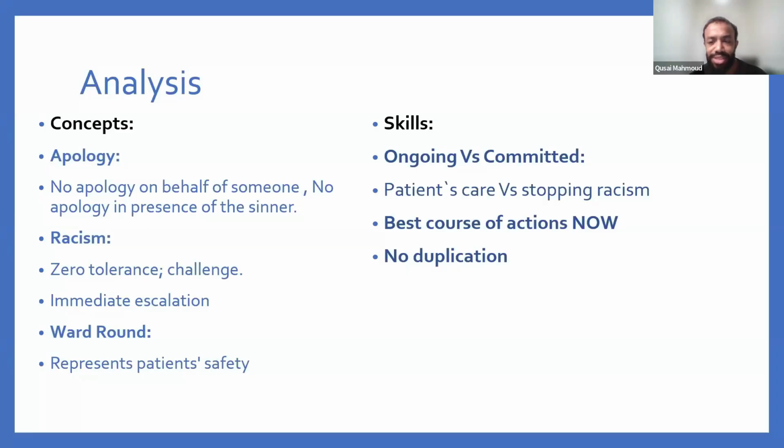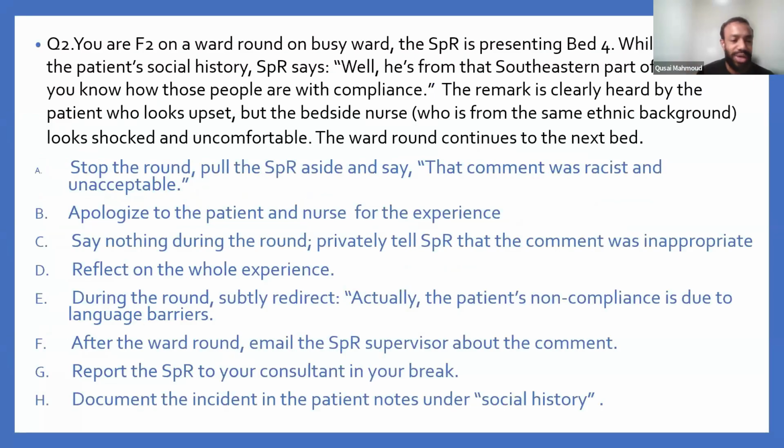So patient care is stopping racism, which is more important. If it is ongoing, it's not like when it's already committed. That's a big difference. So again, when they are giving me an option without specifying the time, that means it is now. Best course of action now. I cannot now do a reflection. That makes no sense. I'm in the middle of the ward round. And I cannot duplicate myself. I cannot do the same action twice, the same outcome twice by F and G. That's why the answer here is C, E, and G.